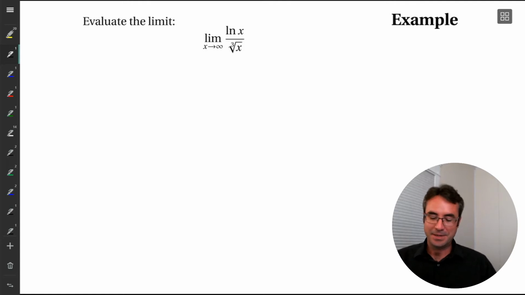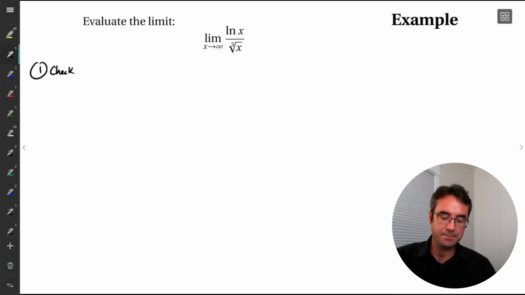Let's look at this one. So another natural log one. We have the limit as x goes to infinity of natural log x over the cube root of x. So very first step, as usual, we need to check the form. See what's going on with our limit.